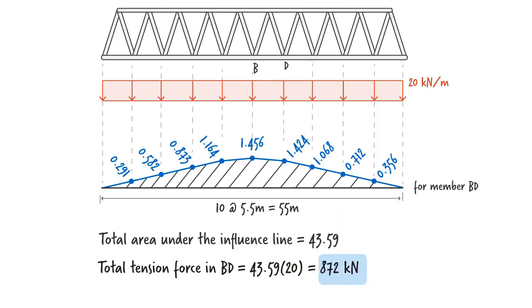Note that this is the maximum tensile force that could develop in the member, which takes place when the train covers the entire span of the bridge. Since the influence line does not have any negative area, no compressive force develops in member BD, regardless of the position and length of the load.